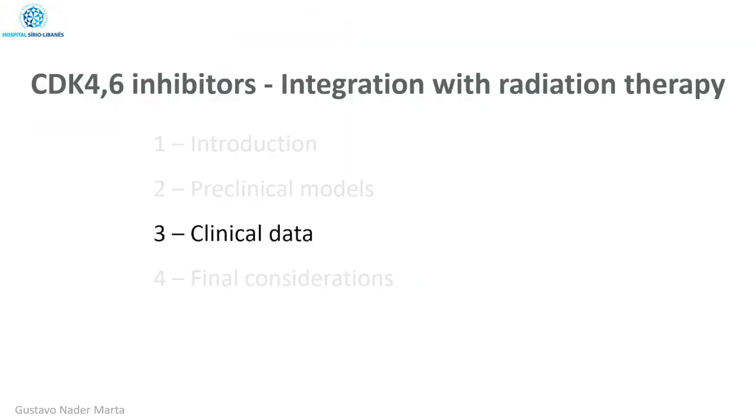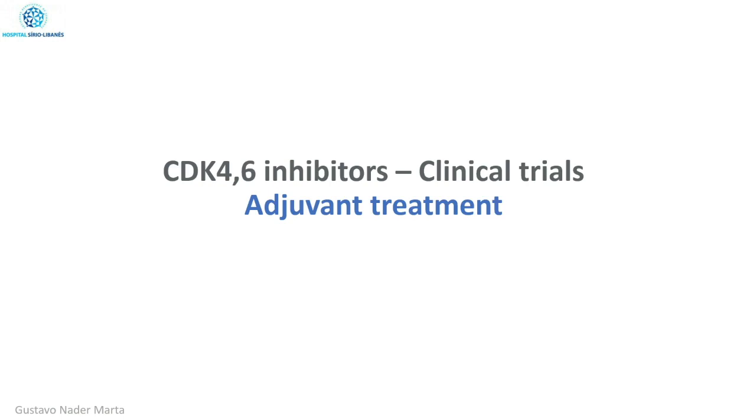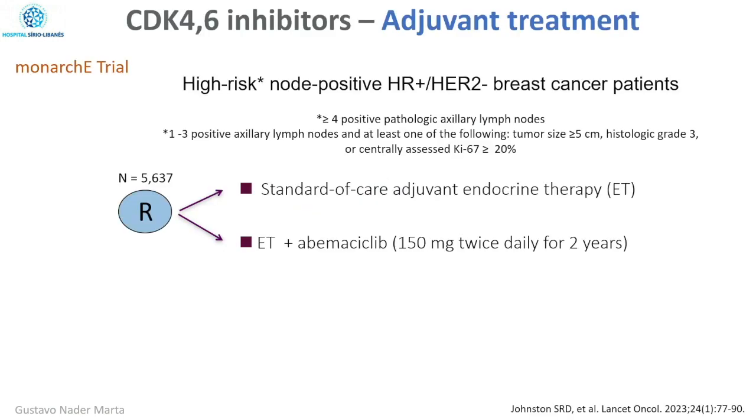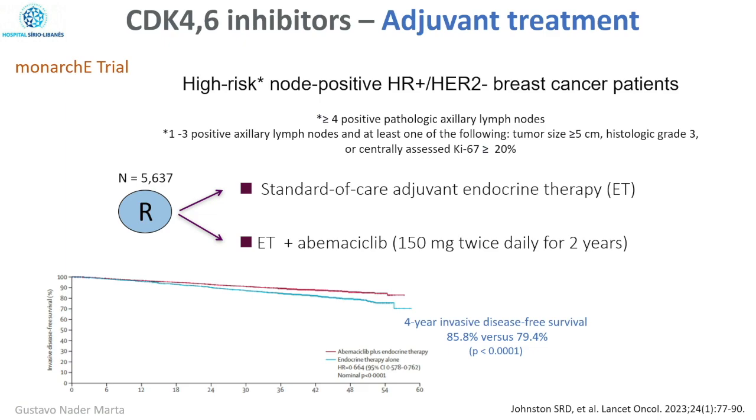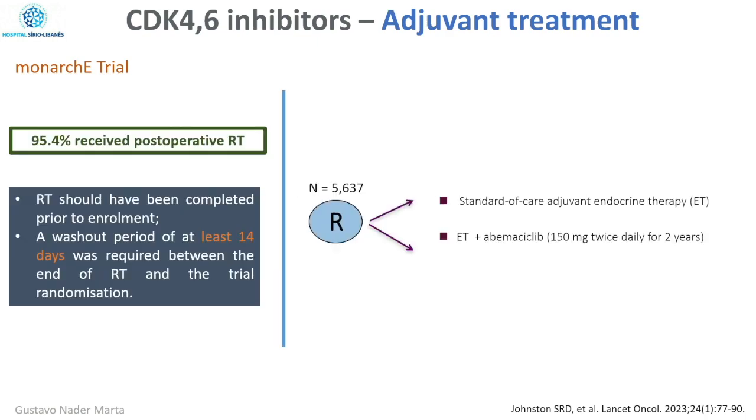Let's move to clinical data. CDK inhibitors in clinical trials for adjuvant treatment. In Monarch E, patients were randomized to receive endocrine therapy versus endocrine therapy plus abema. The 5 years invasive disease-free survival was improved in abema group.